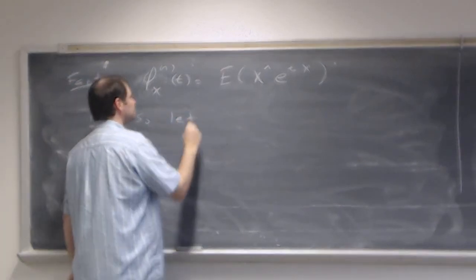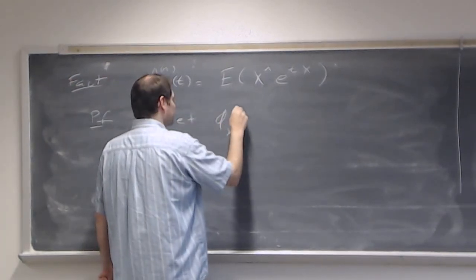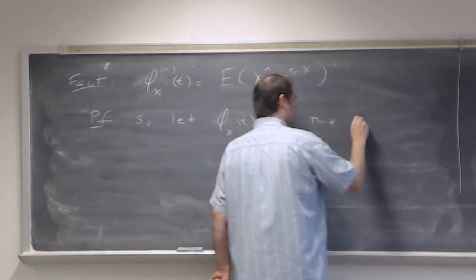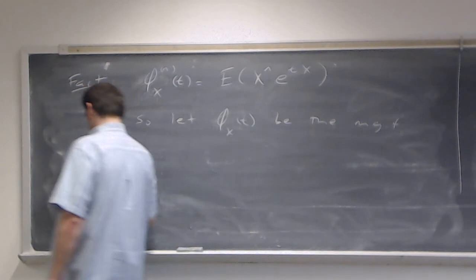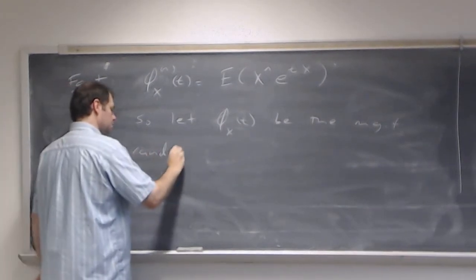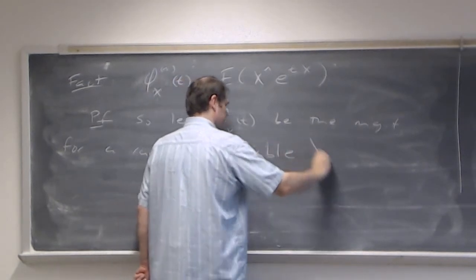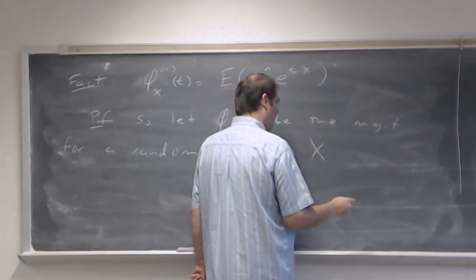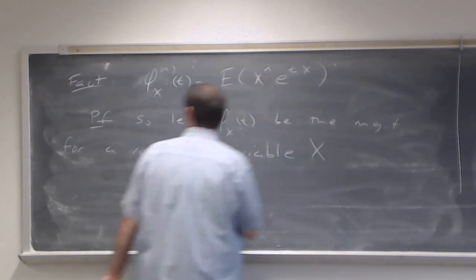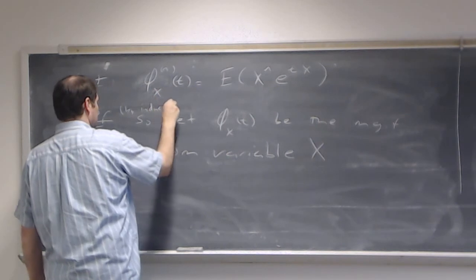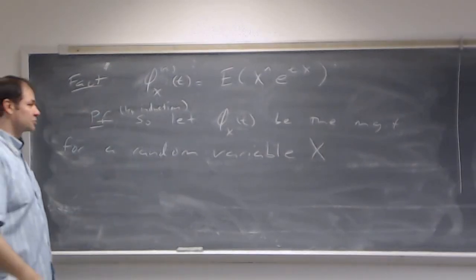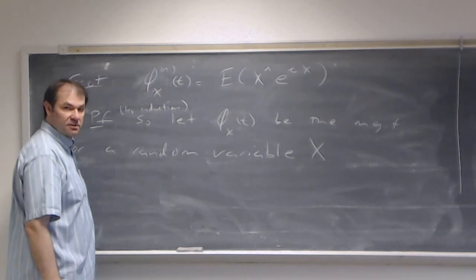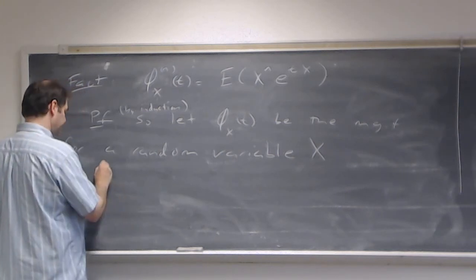So let phi sub X of t be the moment generating function for random variable X. The proof here is by induction. How do we do this proof by induction? We have to prove the statement is true when n is equal to 1, and then assuming the statement is true when n equals something arbitrary like k, show from that the statement is true when n equals k plus 1. So here's the first part.